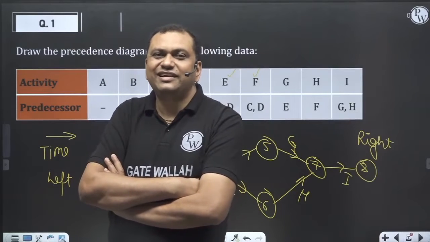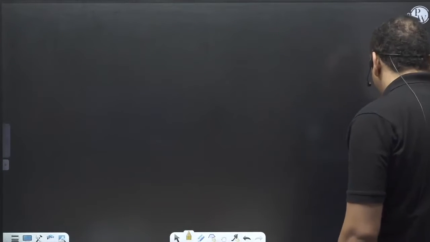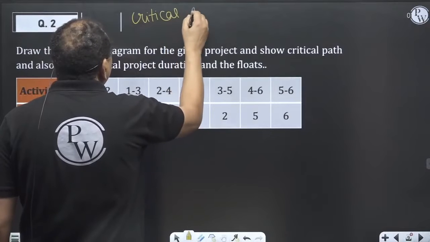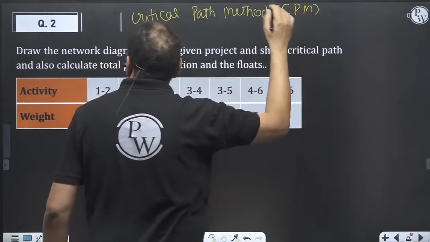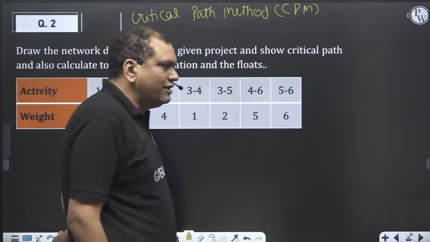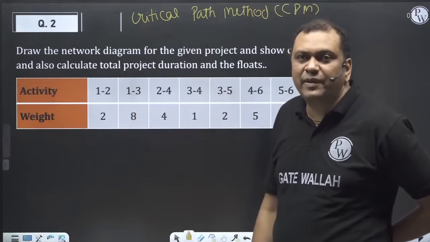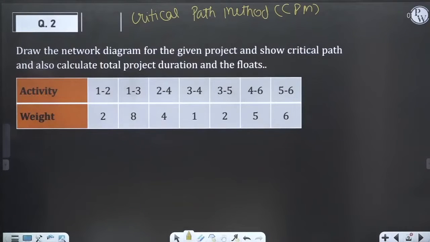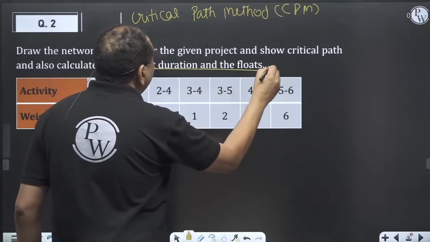Now, let us go for the critical path method, CPM. I will go a little slow, so you should be very prompt with your pen and paper. The question is: draw the network diagram for the given project, show the critical path, and also calculate the total project duration and the floats.